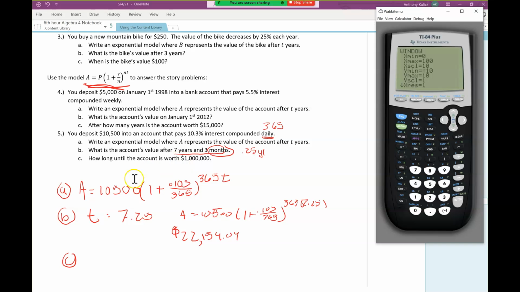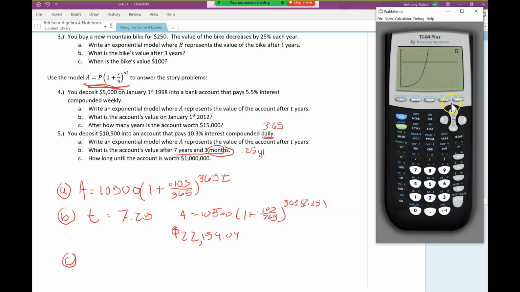The Y minimum is the initial investment. I'm just going to round that to 10,000 instead of 10,500. The maximum Y value needs to be bigger than $1 million, so I'm just going to do like 1.5 million. And let's take a look at that. So there's my 1 million line. Here's my account value. Definitely had it well within 100 years, so that's good. So I just need to find that intersection.